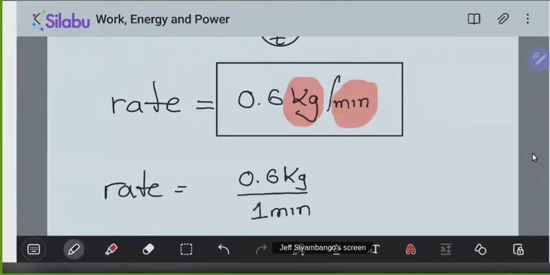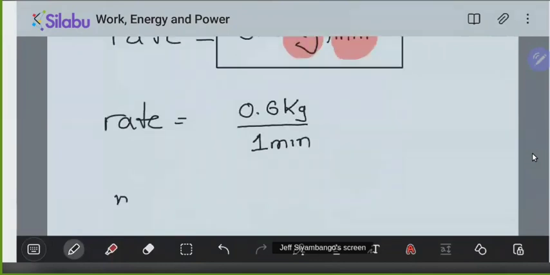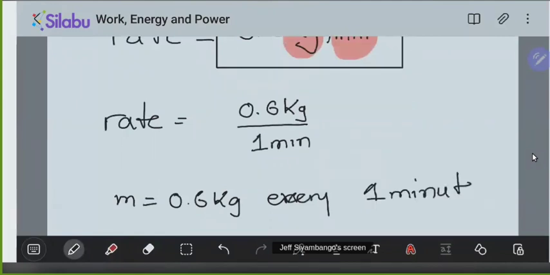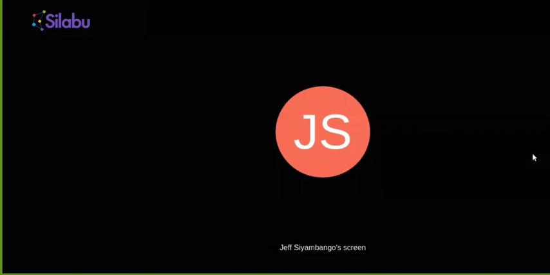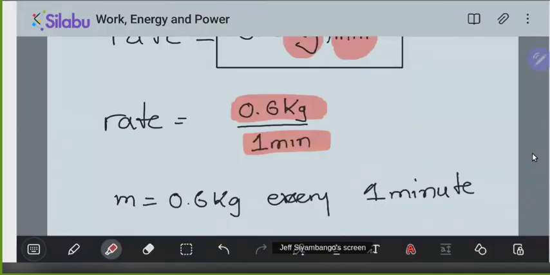What is this saying? It's saying that this motor lifts a mass of 0.6 kgs every 1 minute. This is what that statement is telling you. It lifts 0.6 kgs per minute. So it's lifting 0.6 kgs every 1 minute. So they didn't spell out exactly what the mass is or what the time is, but by observing what the rate is, we have managed to get what the mass is and also what the time is.